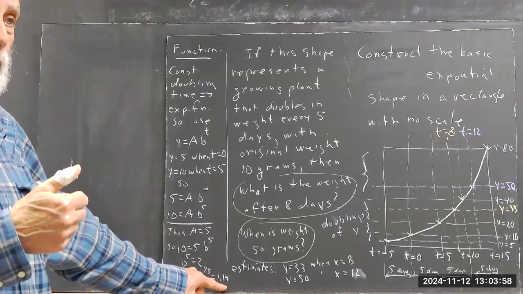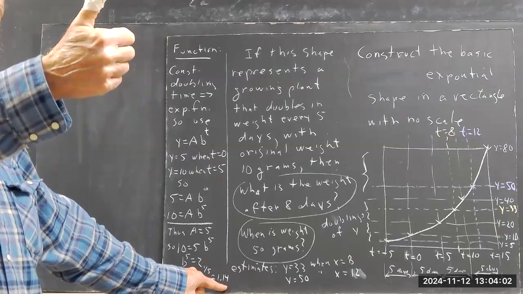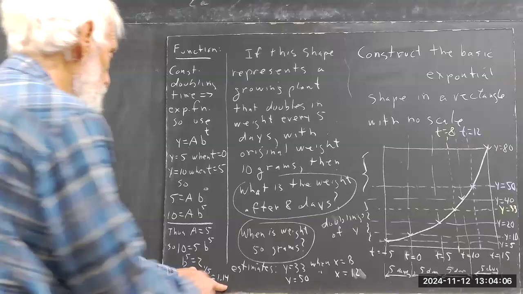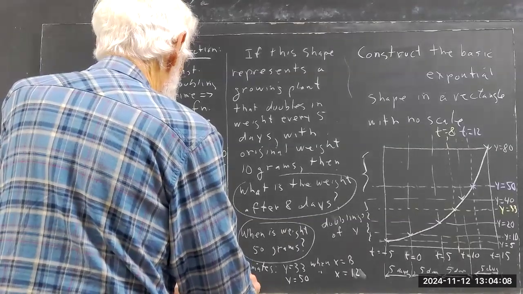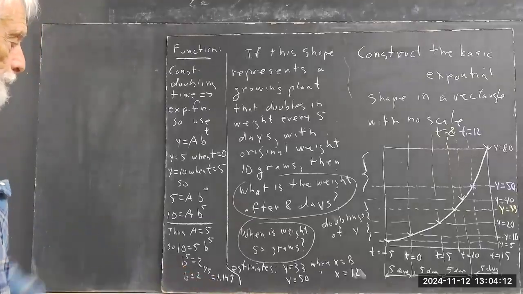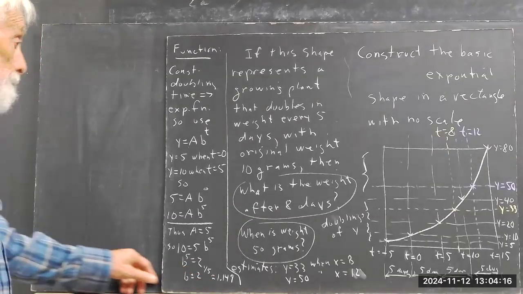I think it was 1.48 something, right? Does it round off to 9 or 8? Just thumb up if it rounds off to 9, thumb down if it rounds off to 8. Okay, that's what I was thinking. I thought I saw a couple of 8s there, but I don't trust my memory. Okay, so b is this. All right, well, now we've got our model.